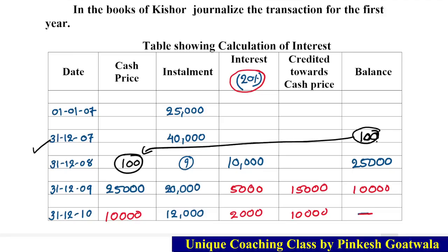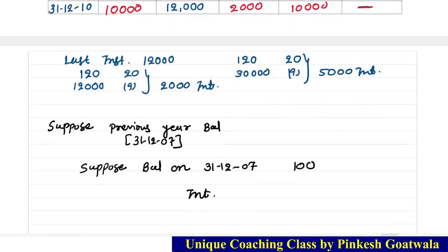Balance ને 100 suppose કરીએ, એ balance અહીંયા transfer થશે. Then we do 20%, so you will get this amount of interest. So same way, what will be interest will become? So 100 ના 20%, so 20 will be interest.